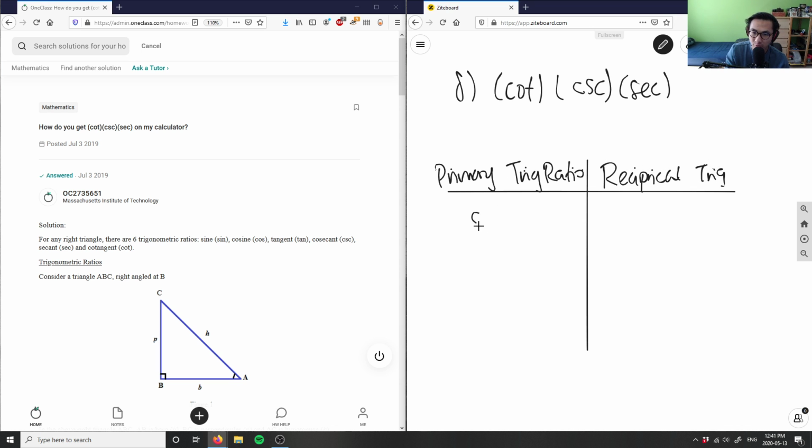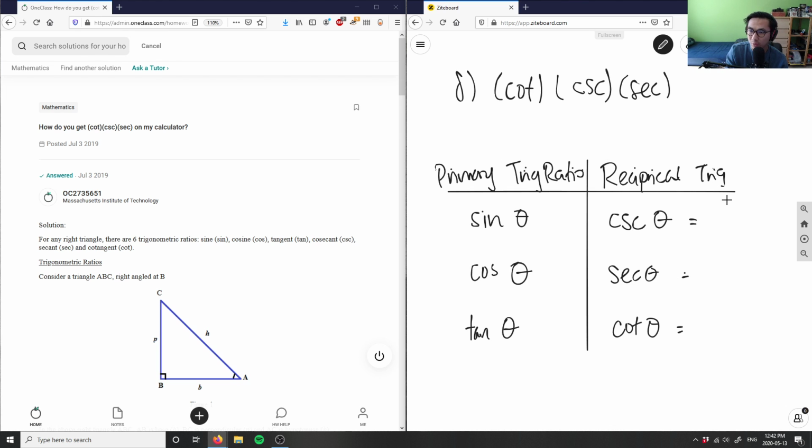trig ratio. So for example, I have sine theta, I have cos theta. Again, theta is just an angle, right? Tangent of theta here. The reciprocal of sine is cosecant of theta. Reciprocal of cosine is secant of theta, and tangent here is cotangent of theta. And what does that equal to? Well, if it's just a reciprocal, it's 1 over our primary trig ratio. So this here is 1 over sine theta. This here is 1 over cos theta. This here is 1 over tangent theta.